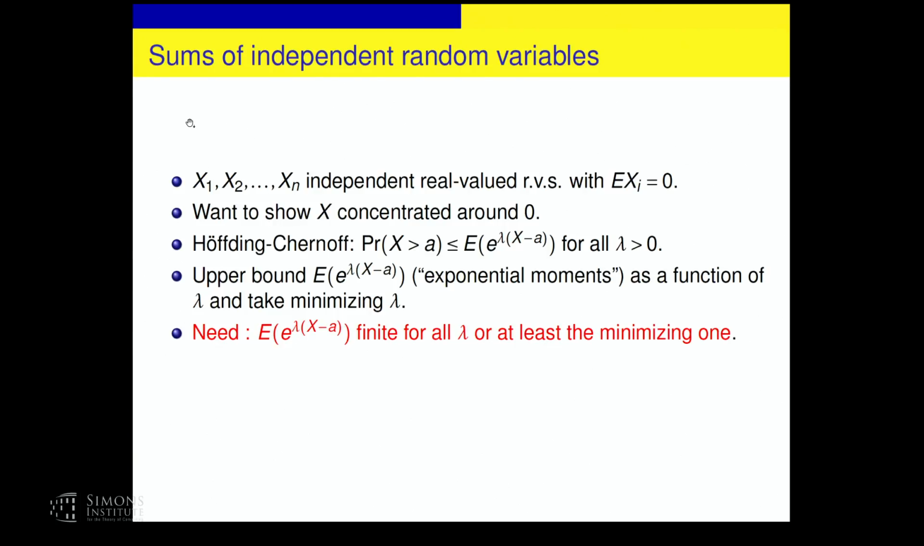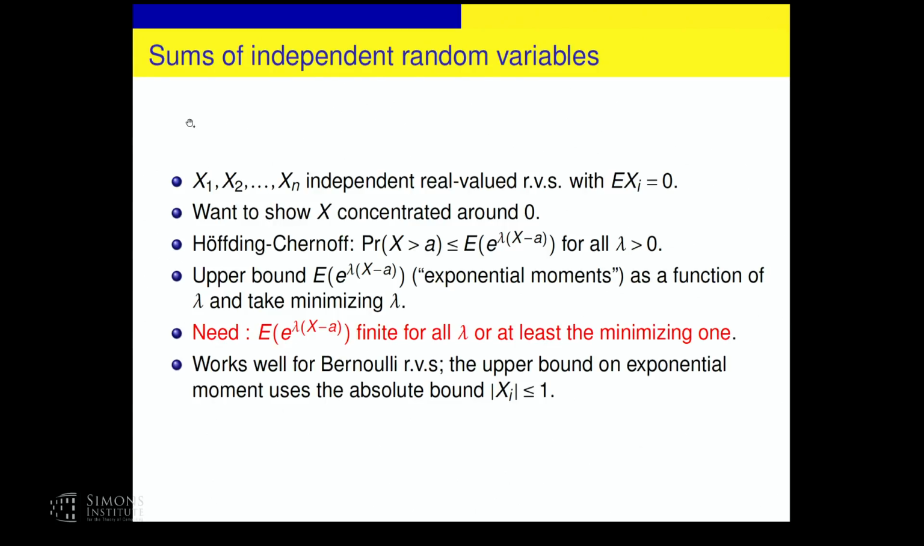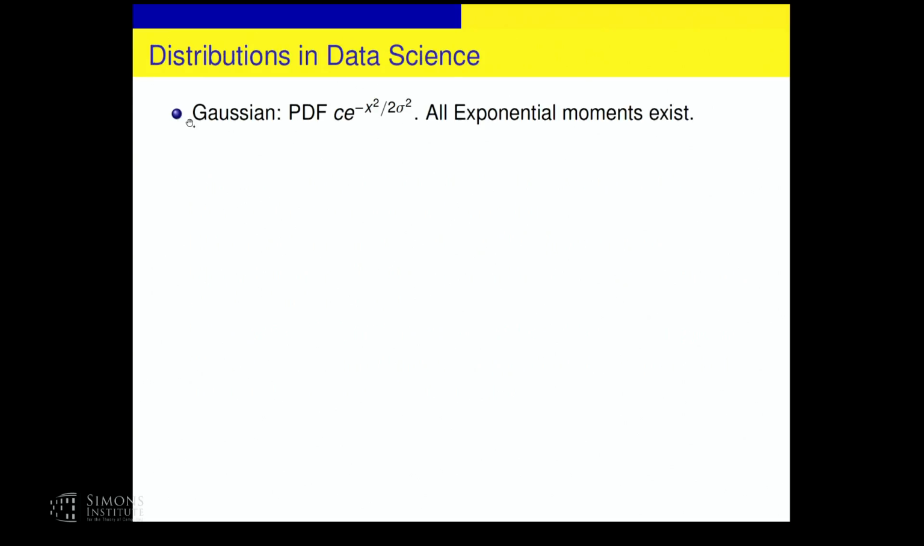Now, it works very well for Bernoulli random variables. We often see this proof, of course. The upper bound on the exponential moment for Bernoullis follows just from the absolute bound. Each of the xi's is absolutely bounded by 1, and that gives you bounds on the exponential moment. I can play around with calculus and get the best bound. So, should this be all that we learn or teach? I'm going to suggest perhaps not.